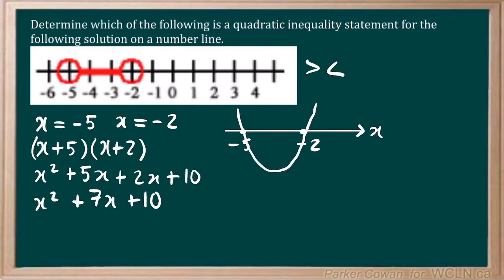So all we really need to do now is we take our equation for our parabola and say that our inequality that represents this number line is going to be when it is less than 0, right? And that's going to give us the corresponding number line between -5 and -2, and we're using that less than sign, not less than or equal to, because it uses the hollow circles.